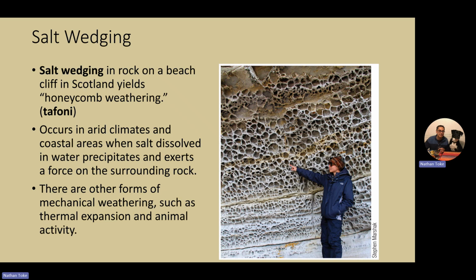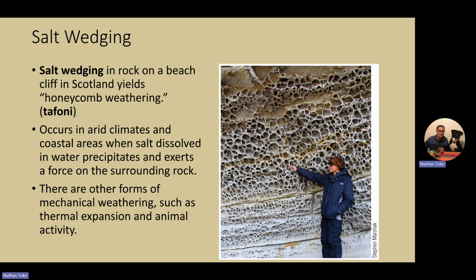Okay, salt wedging. This is also referred to as a physical weathering process, which is a little weird because it's obviously partially chemical. So this is a picture of something called tafoni. You may have seen this in some of the rocks, especially in the sandstones of the Colorado Plateau here in Utah. This kind of honeycomb weathering pattern. This is common in arid climates and also coastal areas.